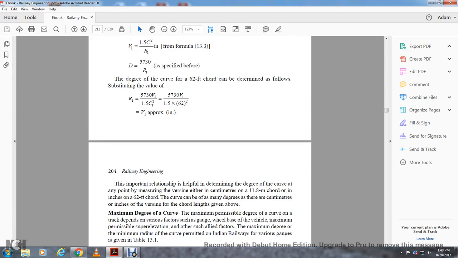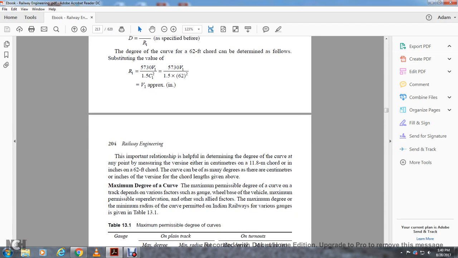The important relationships helpful to determine the degree of the curve at any point are found by measuring the versine, entering the centimeters on an 11.8 meter chord and the inches on a 62 foot chord. The curve can be expressed in degrees with the centimeters or inches of the versine and the chord as given above, or the maximum degree of the curve.